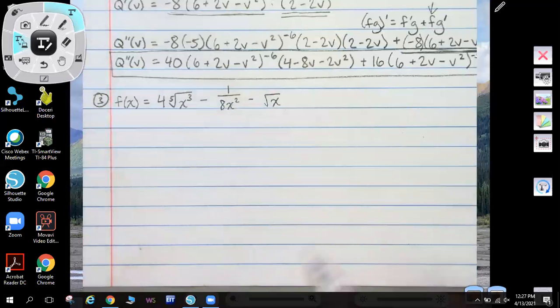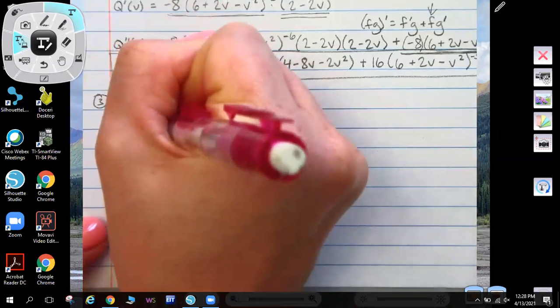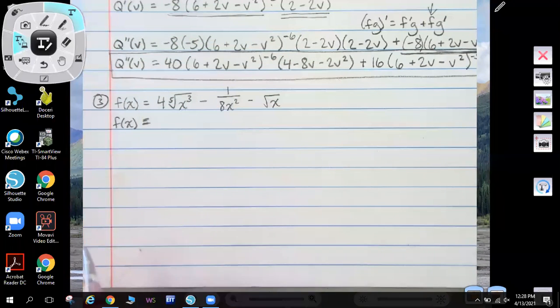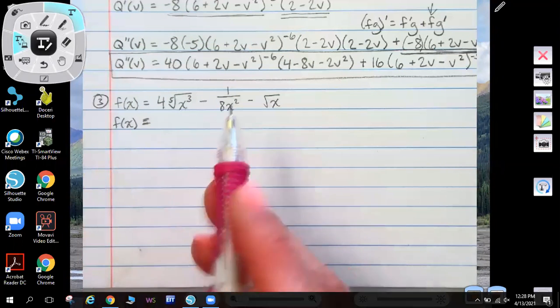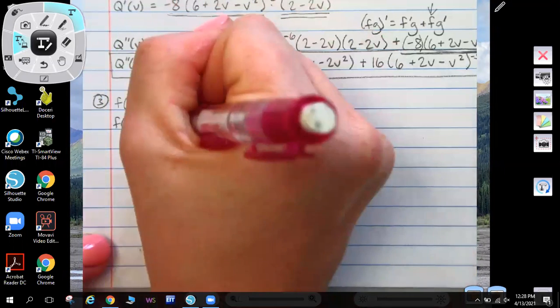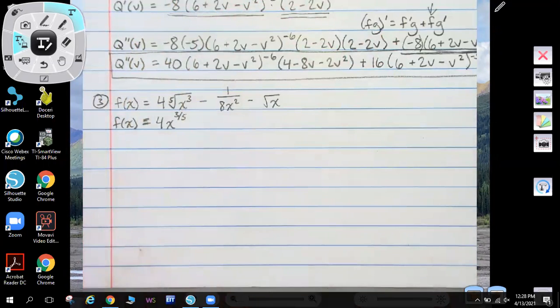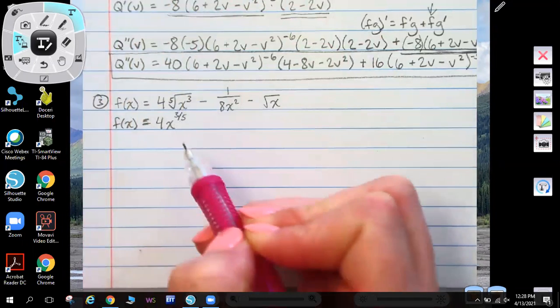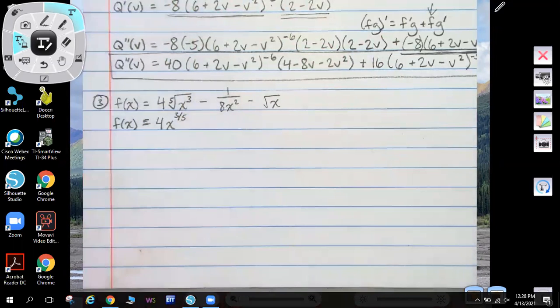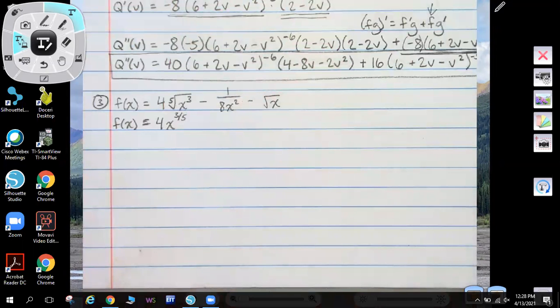Okay, so let's first rewrite these terms in a way that makes it look like things that we know how to take the derivative of. So we're going to leave the 4 the same. The 5th root of x cubed is the same as x to the 3/5 power. Whatever your root is, that becomes the denominator of your fractional exponent, and the exponent that's on the x becomes the numerator.